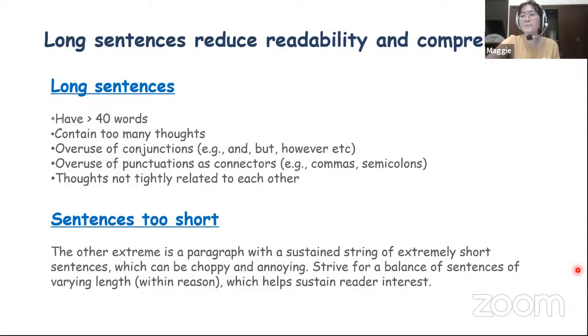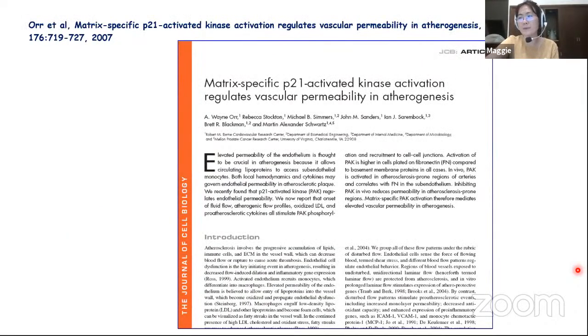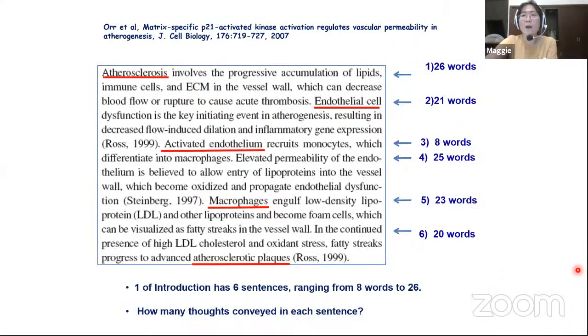So this is a good example from the Journal of Cell Biology in 2007. Although it's a very old paper, it's a well-written paper. So I chose it as an example to explain how to write a good sentence. This is the first paragraph of the paper. You can spend maybe 1 minute to read it.